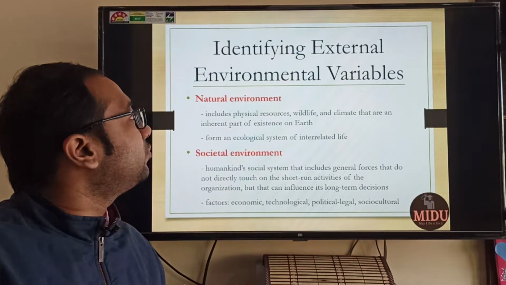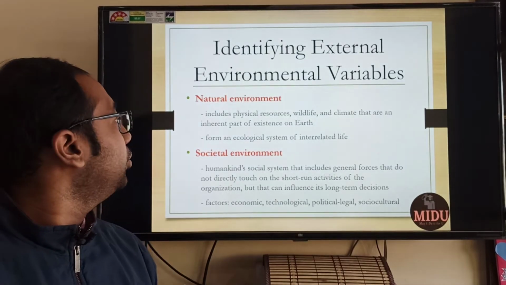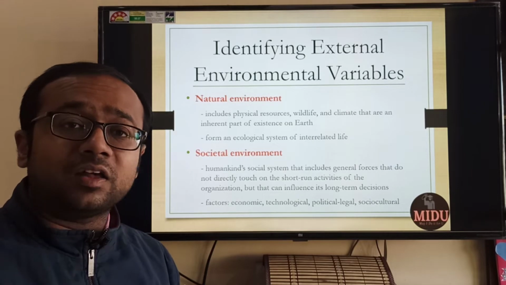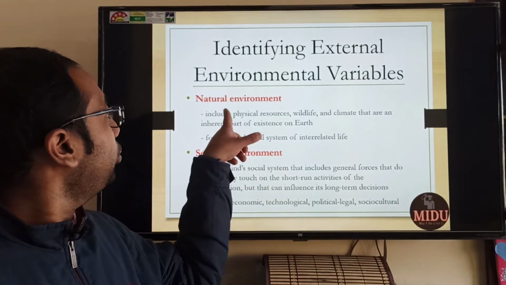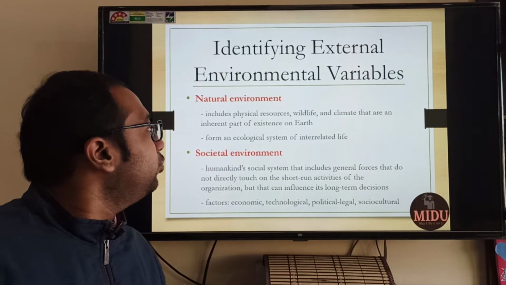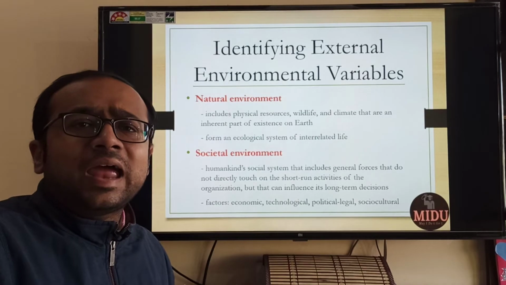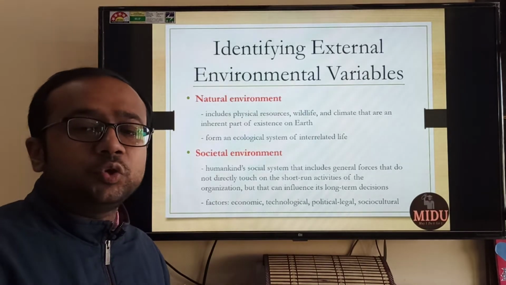Now, identifying external environment variables. There are three kinds of variables: the natural environment variables, the societal environment and the task environment. Let us discuss and understand them one by one. First of all, the natural environment. The natural environment, my dear friends, includes the physical resources like land, air, water, wildlife and climate. So this will have a huge impact.